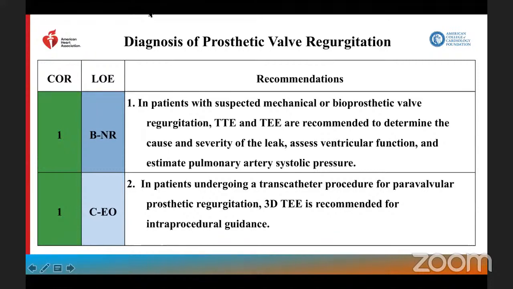So continuing with diagnosis of prosthetic valve regurgitation, it's recommended in case of suspicion of mechanical or bioprosthetic valve regurgitation to go with transthoracic or transesophageal echo to determine the cause and severity of the leak, assess ventricular function, and estimate pulmonary artery systolic pressure, as a class 1. In patients undergoing a transcatheter procedure for a paravalvular prosthetic regurgitation, 3D transesophageal echo is recommended for intra-procedural guidance as a class 1.